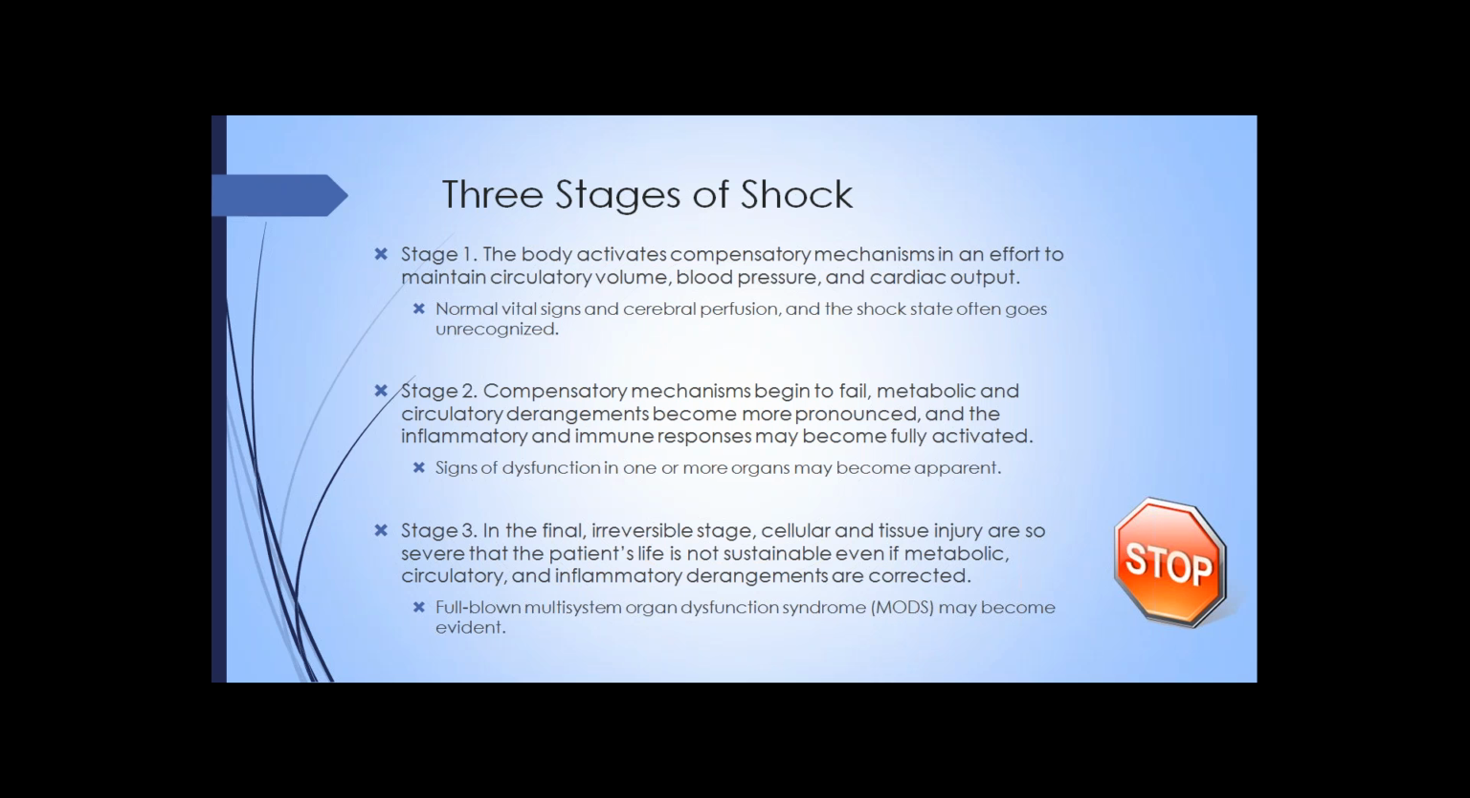So if we have a decreased cardiac output, or we have a decreased circulation, or we have a decreased blood pressure, the body will automatically do some things. That is, increase the heart rate. It will try to increase preload, and you have arterial vasoconstriction, raising your SVR. So therefore, the body will maintain as normal of vital signs as possible.